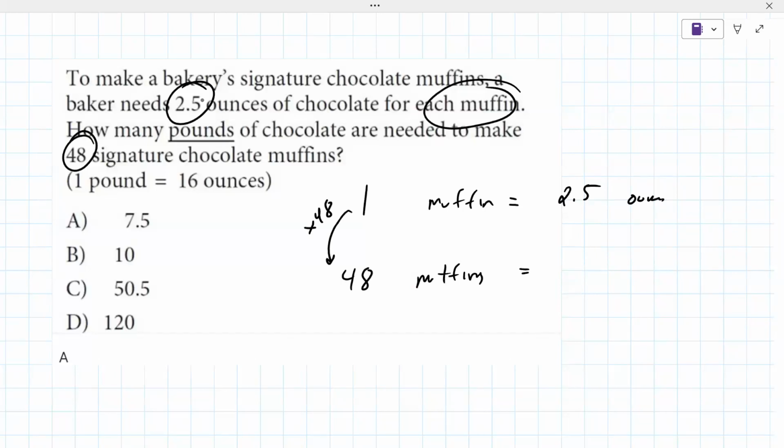2.5 times 48. Let me do that. It's D again, it is not B. That's the number of ounces. Then you have to convert it back to pounds, and you're supposed to divide by 16. Okay, good.